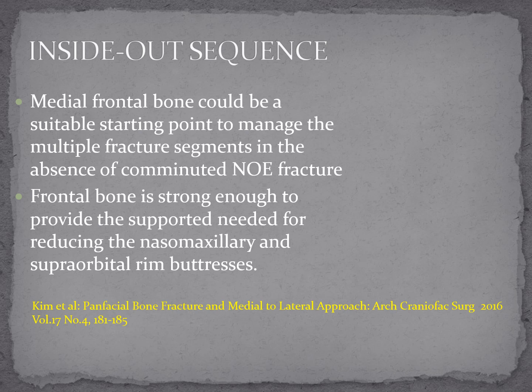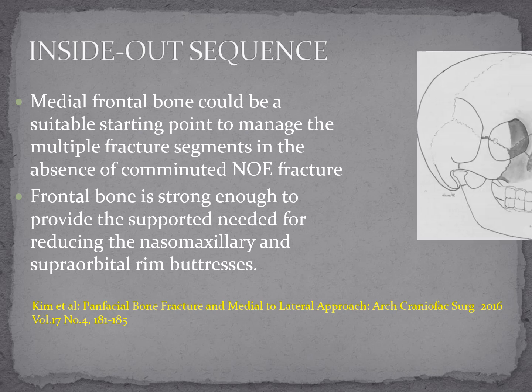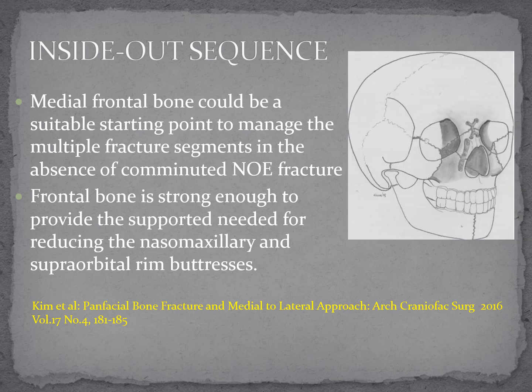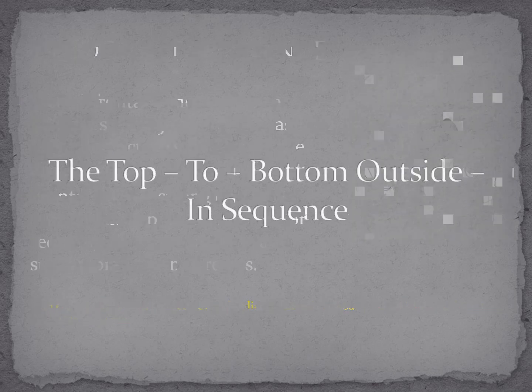Now, contrary to that, there is the inside-out sequence in which the medial frontal bone could be used as a starting point to manage the multiple fracture segments, and the frontal bone being a strong bone, it provided the support needed for reducing the nasomaxillary and the supraorbital rim buttresses.